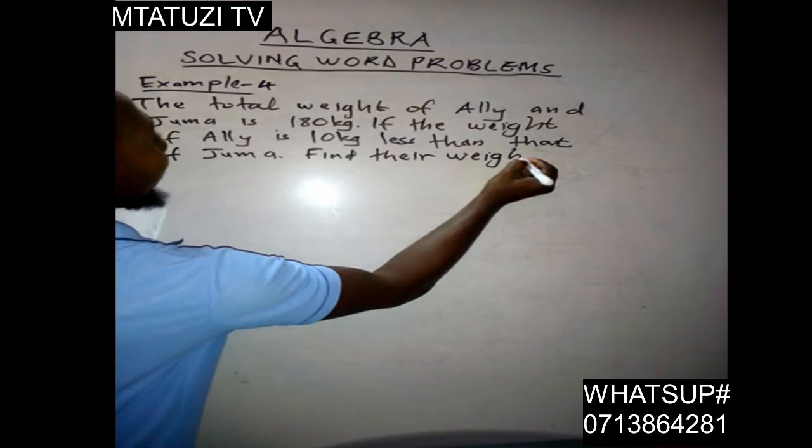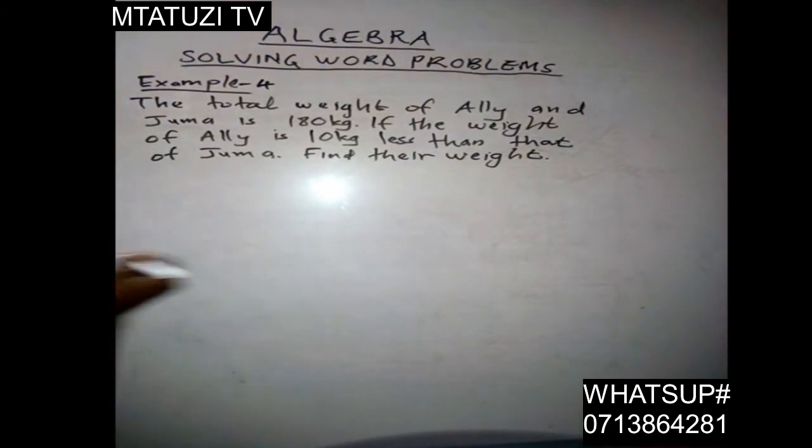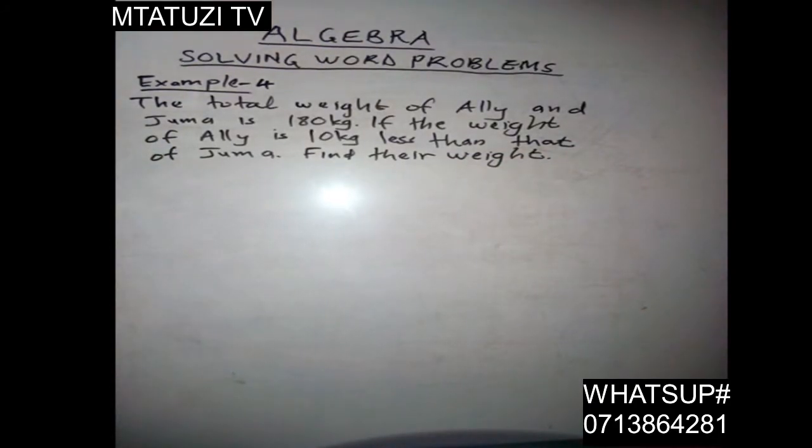This is our last example for today. The question says that the total weight of Ali and Juma is 180 kilograms. If the weight of Ali is 10 kilograms less than that of Juma, find their weight. The question is very understandable.